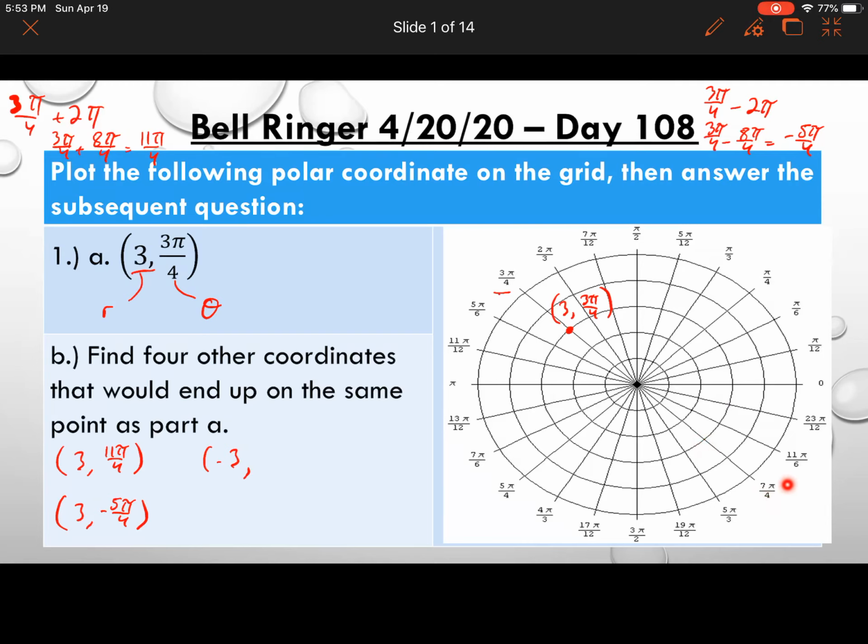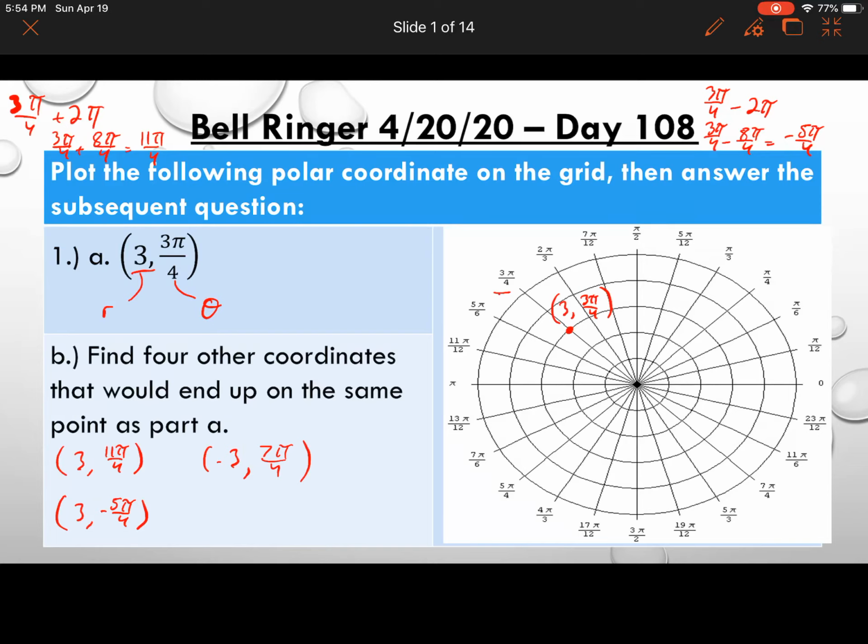If we look at our angle here, it is 7π/4. So that's going to be our first one. Our first one's going to be (-3, 7π/4). Because if we took this backwards, 7π/4 would be here. And since our r value is negative 3, we wouldn't count 1, 2, 3 in this direction. We would count 1, 2, and 3 in the opposite direction since it's negative. So that works.